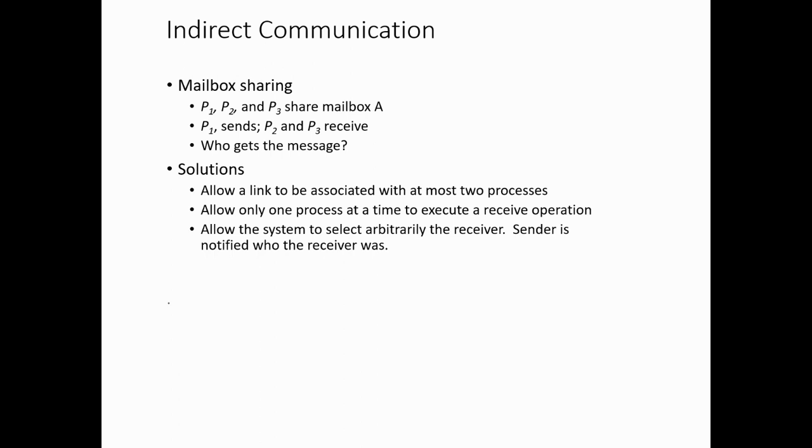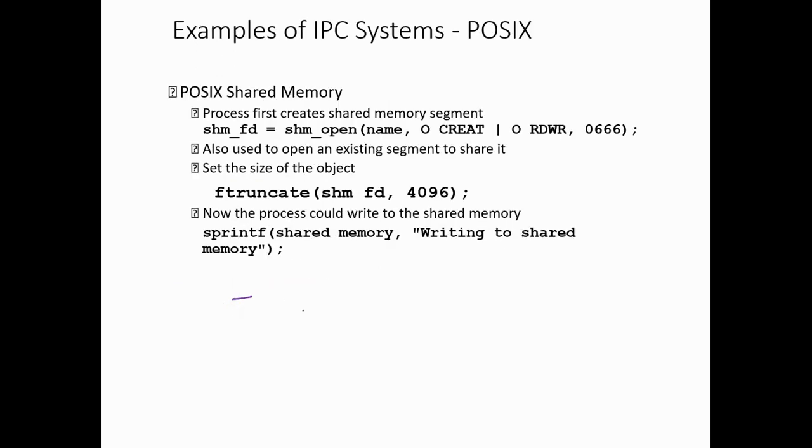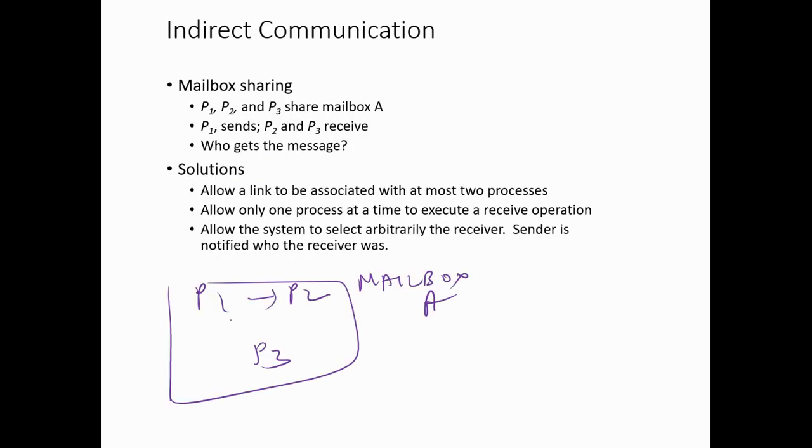Okay, I'll try to explain it diagrammatically. I'm going to have a mailbox called A. There are three processes: P1, P2, and P3. P1 sends, and P2 and P3 receive. Now who gets the message first? Whether P2 gets the message or P3. P1 is going to send the message, and both P2 and P3 are going to receive the message.